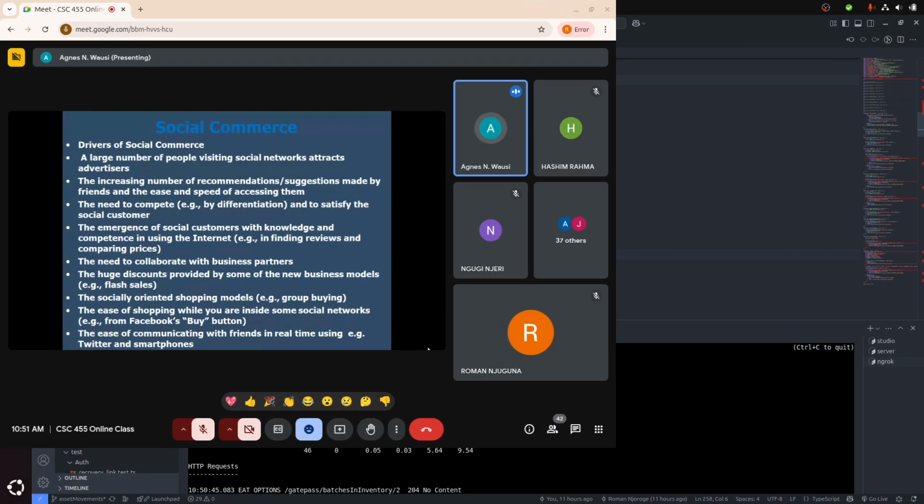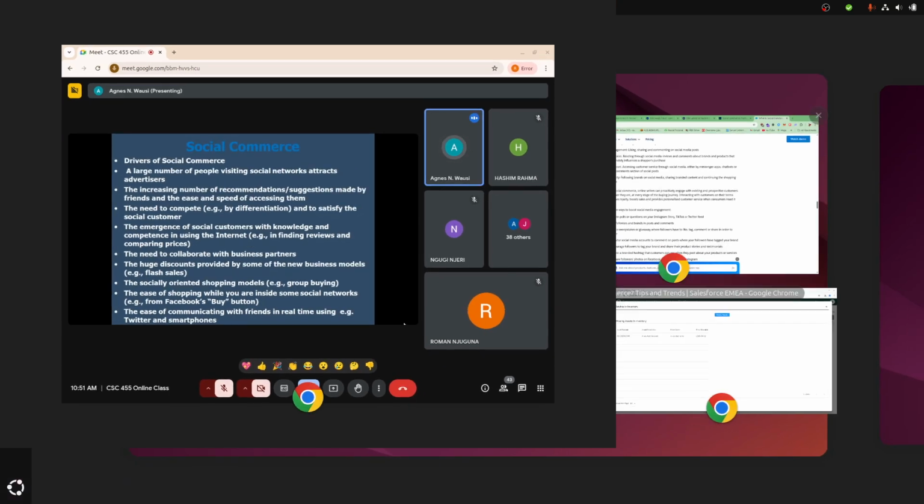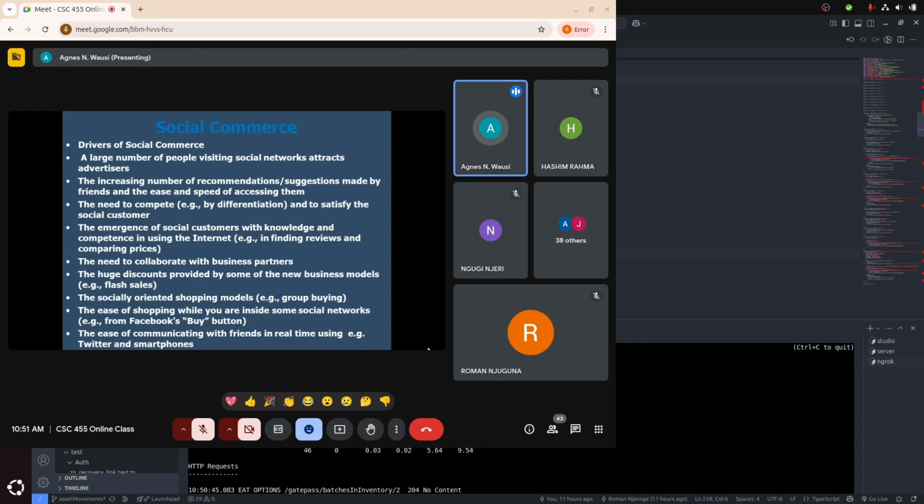So of course we have things that drive the growth of social commerce, and some of them, of course, are the numbers of people that are on social network platforms. And so, because of this number of people, for companies and for advertisers, those are potential customers. And so, the question is, how do they use that opportunity? The recommendations and the suggestions made by friends, and the ease with which this social commerce can provide companies with an opportunity to differentiate themselves. Normally in trading, there's the differentiation strategy. How do I differentiate my products? How do I differentiate my service from my competitor?